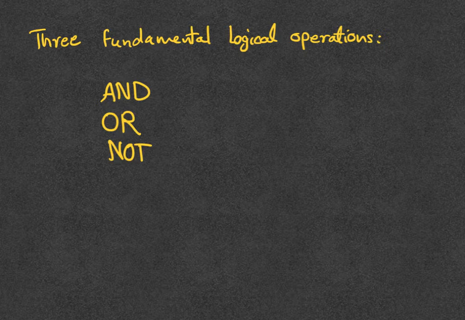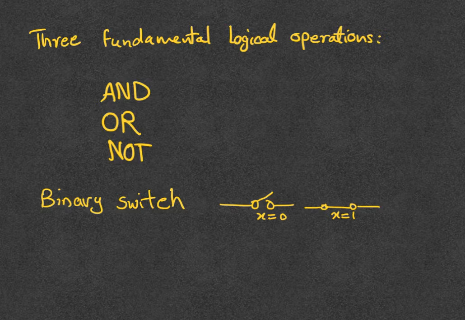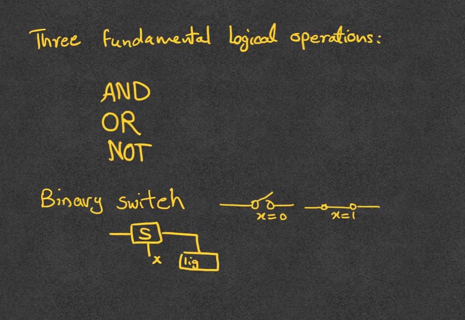If I want to show this in a simple way, let's consider this binary switch. We're going to use this switch to define the operations AND, OR, and NOT. The control signal of this switch is X. It's connected to some light, and this is going to be connected to the battery. So this X is going to control the switch and turn the light on and off. Now let's see how we can use this binary switch to define our operations AND, OR, and NOT.